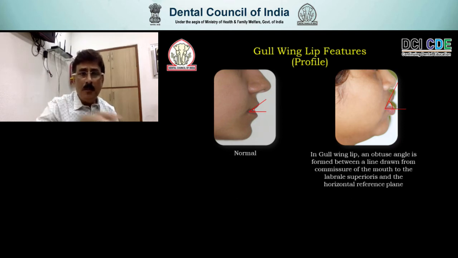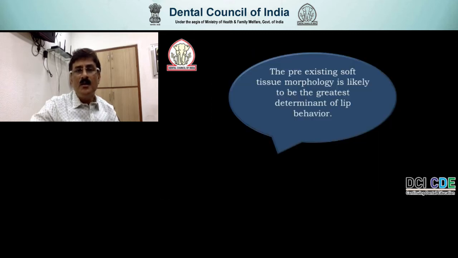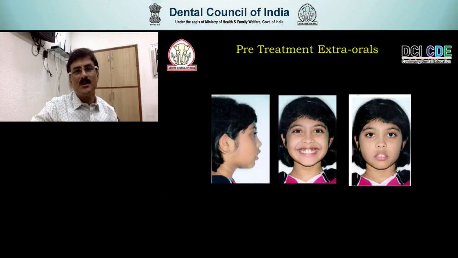Now, this is a comparison between a normal and a gulping lip. In the gulping lip, the line which connects the commissure and the labialis superioris is at an obtuse angle. This is what was stated before, that the pre-existing soft tissue morphology is likely to be the greatest determinant of behavior. So if you have an aberrant soft tissue, you're going to remain with aberrant soft tissue, but that's a myth. Modern day orthodontics and surgery takes care of all these things.